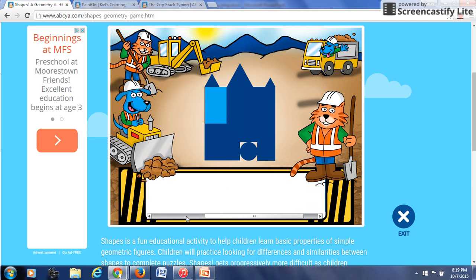They also have to know how to navigate this slide rule right here, which is an important keyboarding function that kids need to learn how to do. So this game incorporates that too.